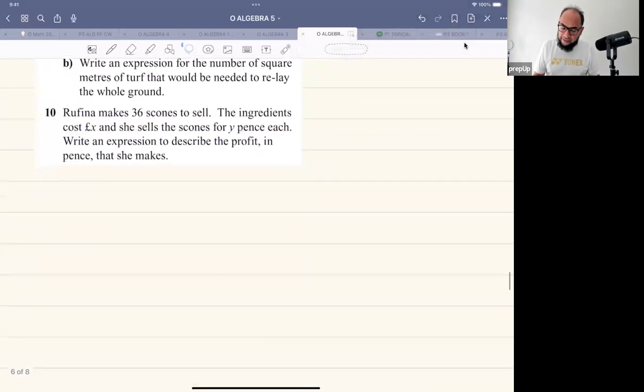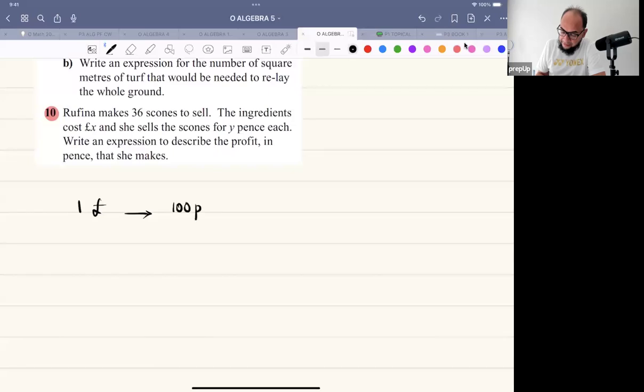Now the question says, Rufina makes 36 scones to sell. The ingredients cost X pounds, and she sells the scones for Y pence. Now we know that 1 pound has 100 pence, just like $1 has 100 cents. That means X pounds is 100X pence. So let me work in pence.